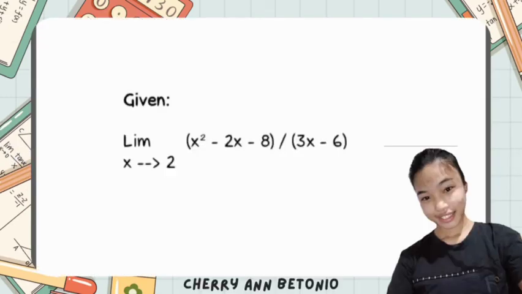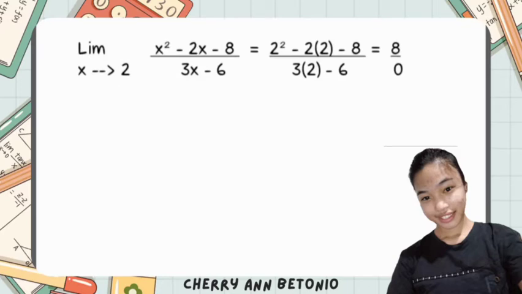Let's have another example. We have here the given limit as x approaches 2 of x squared minus 2x minus 8 over 3x minus 6. And now let's find the limit. We are going to plug in. After that, we have 2 squared minus 2 times 2 minus 8 over 3 times 2 minus 6. So after we simplify this, we will have 8 over 0. 8 over 0 is not a limit, so we need to try another way, which is factoring.